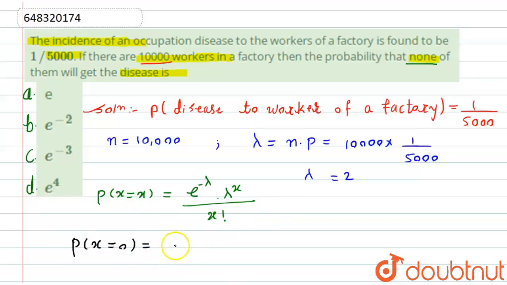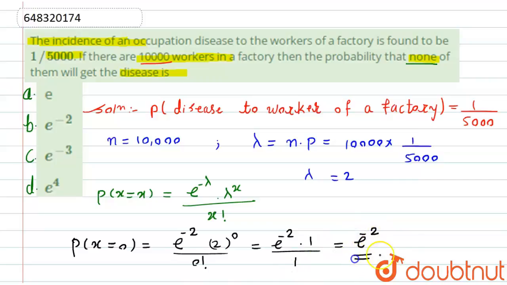So if you simply substitute the values, that is e raised to minus 2 into 2 raised to 0 divided by 0 factorial, it will be equal to e raised to minus 2. Now anything raised to 0 becomes 1, divided by 0 factorial having the value of 1. So it will be equal to e raised to minus 2, and this is nothing but our required answer.